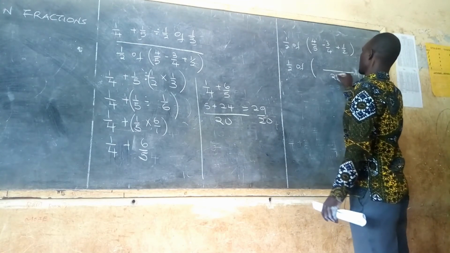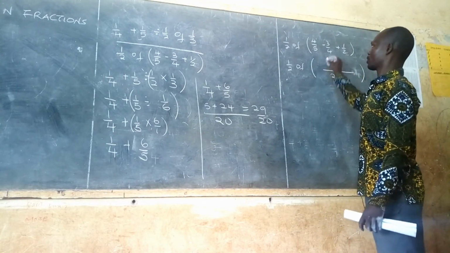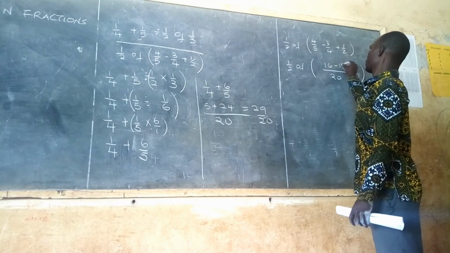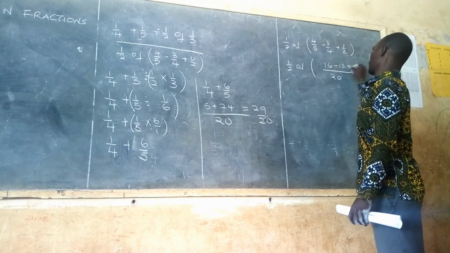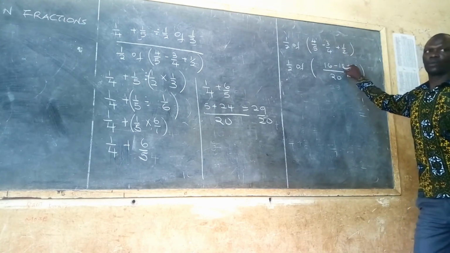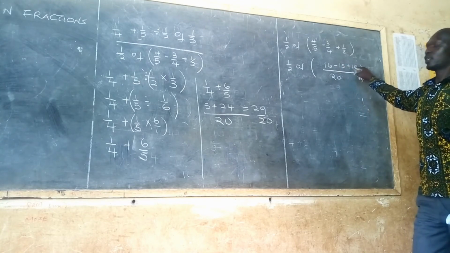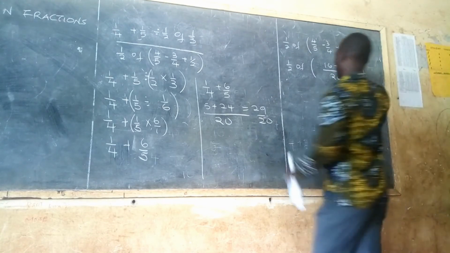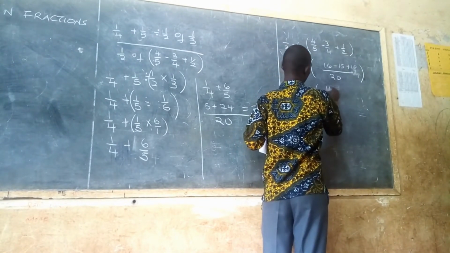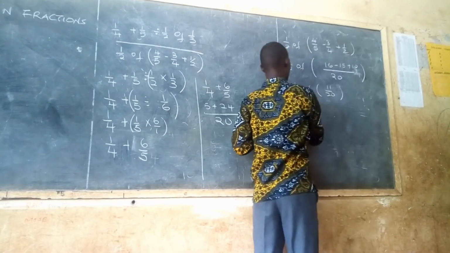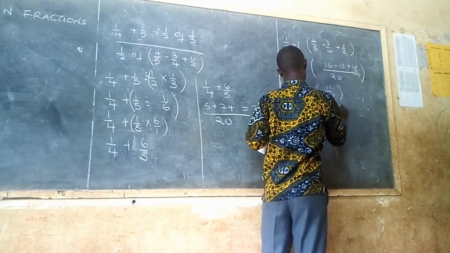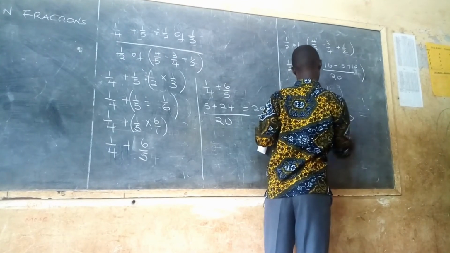So we have 20 divided by 5 times 4, 16, minus 15 plus 10. 16 minus 15 is 1. 1 plus 10 is 11. So now we have a half of, in bracket, 11 over 20. That means a half times 11 over 20. That gives us 11 over 40.